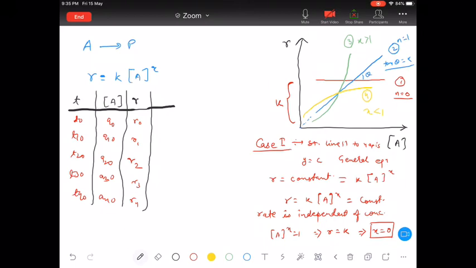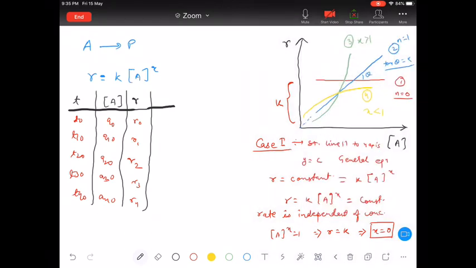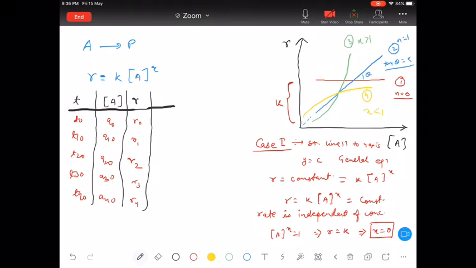So Sahil Bhardwaj, now let's talk about your doubt. Is there any confusion? Have you got my point? Sahil Bhardwaj, are you there? Yes, sir. Now you understood what I was saying that time? Yes, sir.